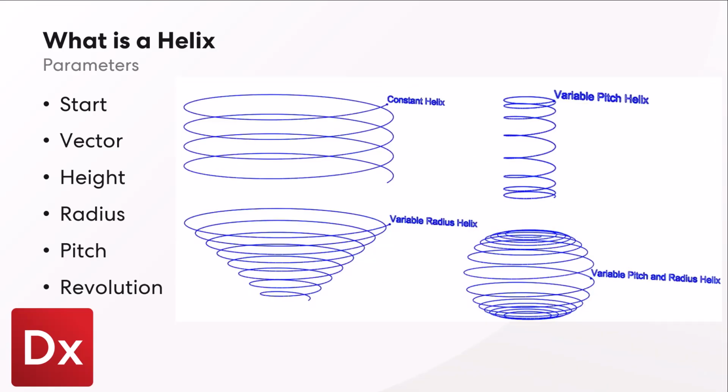Here are some examples of constant and variable helixes. On the top left you can see the constant helix. On the top right is a helix with a variable pitch. On the bottom left is one with a variable radius. And on the bottom right uses a combination of the two variables.